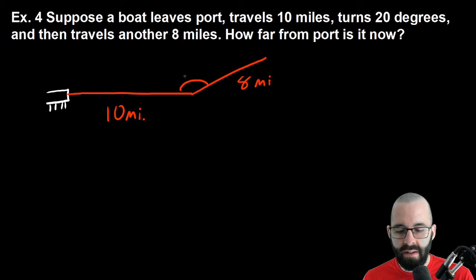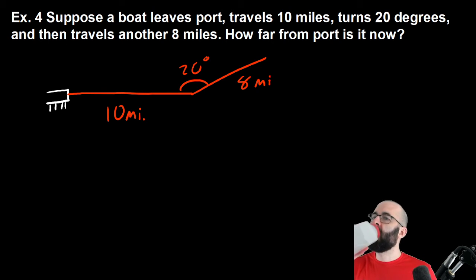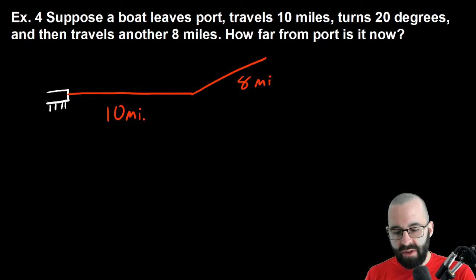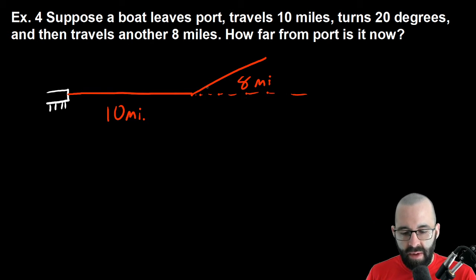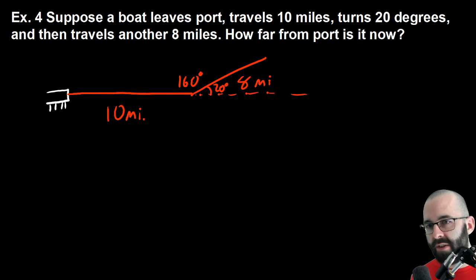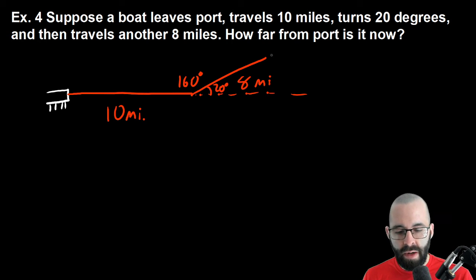I'm going to make a mistake here, and I want you to tell me what it is. What's my mistake here? Right, this is an obtuse angle. This is not 20 degrees. When it says it turns 20 degrees, it means this angle is 20 degrees. So this other angle is 160 degrees. They're supplementary angles. So watch out for that. The question is, our little boat here, that's my boat. How far is it from port?